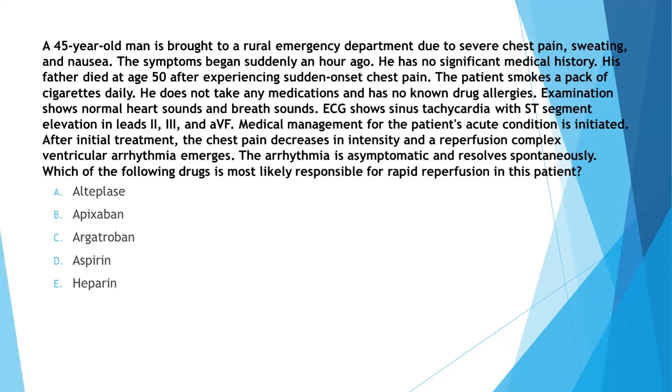So medical management for the patient's acute condition is initiated, and after initial treatment, the chest pain decreases and a reperfusion complex ventricular arrhythmia emerges. The arrhythmia is asymptomatic and resolves spontaneously. Which of the following drugs is most likely responsible for rapid reperfusion in this patient? Now, when there is rapid reperfusion, there will be arrhythmia. So what is the drug? Alteplase, apixaban, argatroban, aspirin, or heparin?